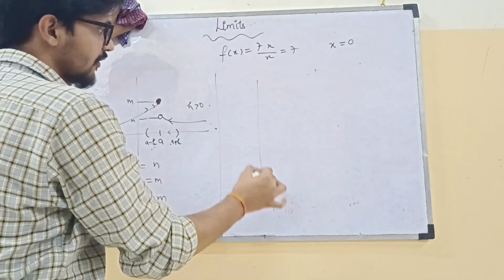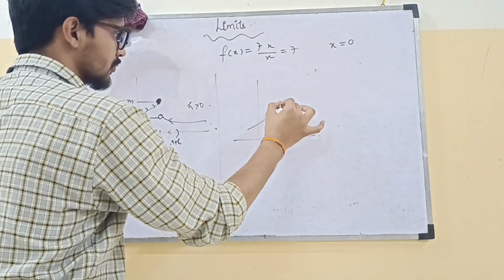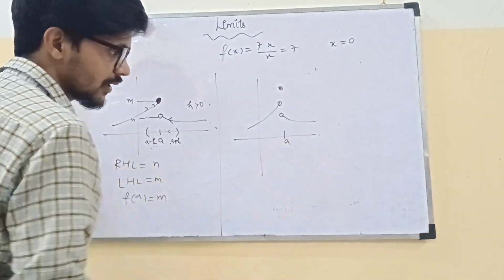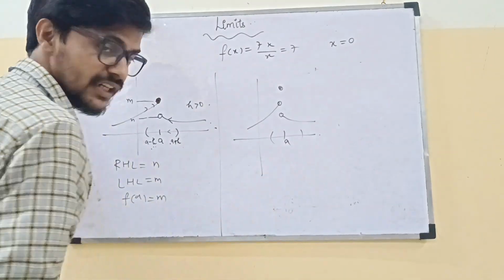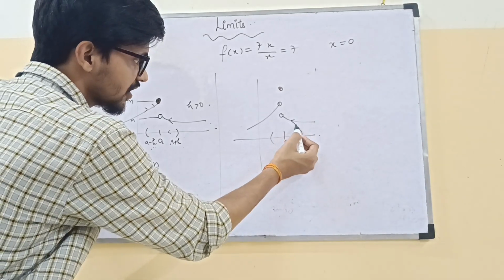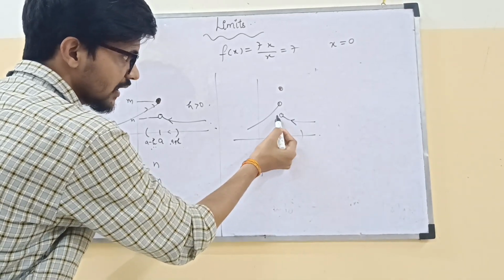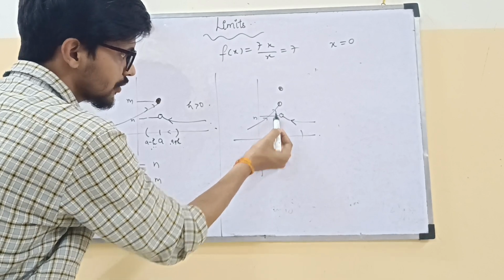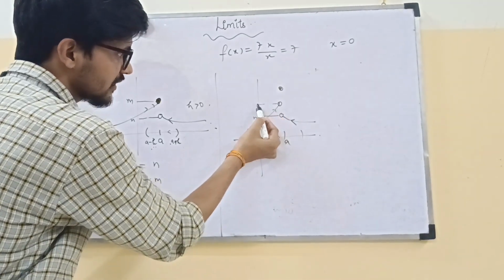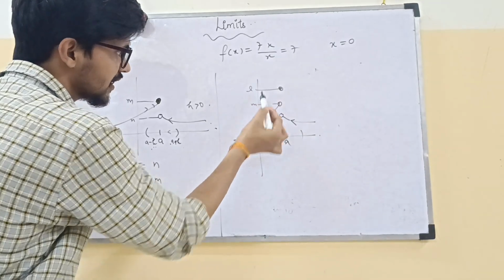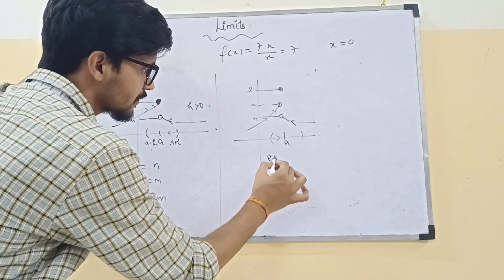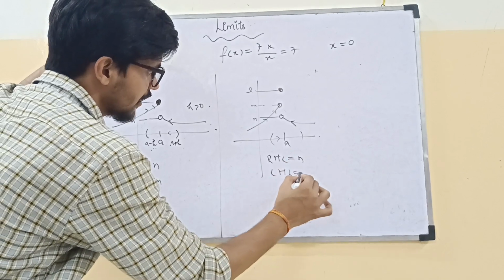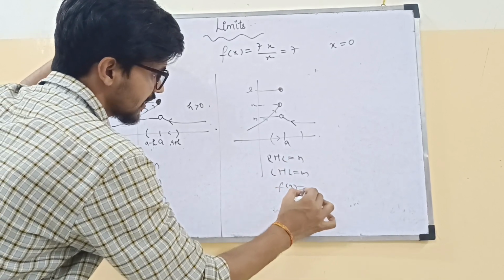Similarly, if you have this kind of function, at a, you are saying like this, then if you are making any neighborhood, your RHL will become this, like this you need to go, and you need to reach n. LHL, like this you need to go, and this is m, and your functional value is L. So your RHL is n, your LHL is m, and your functional value at a is L.